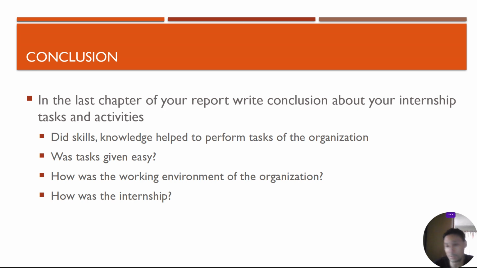That means whether the employees were cooperative or not, whether the environment of the organization was helpful for you or not. Mention these things. How was the internship? Explain your experience. Did you like the internship period? Were you able to learn something or not? Or you did not like it? Provide appropriate reasons why you did not like doing internship in that particular industry, in that particular organization.